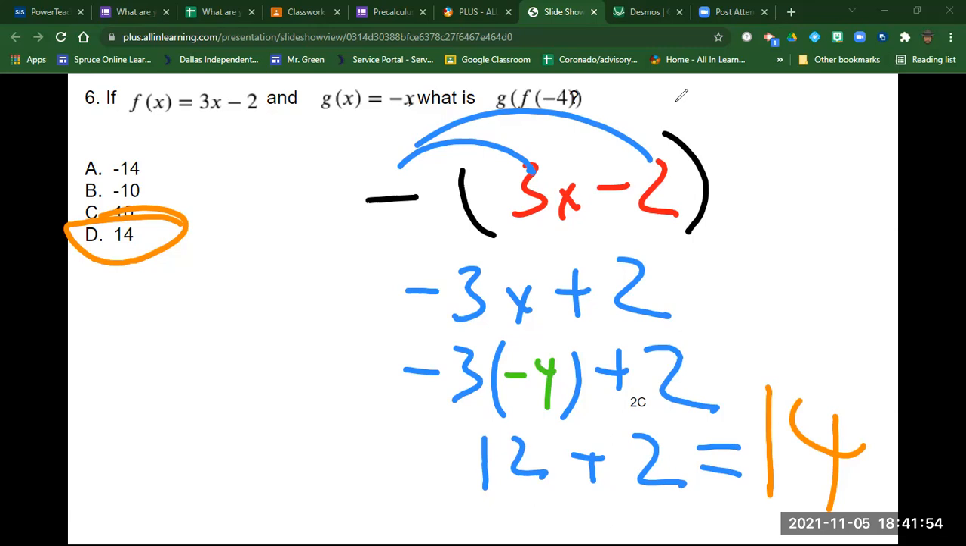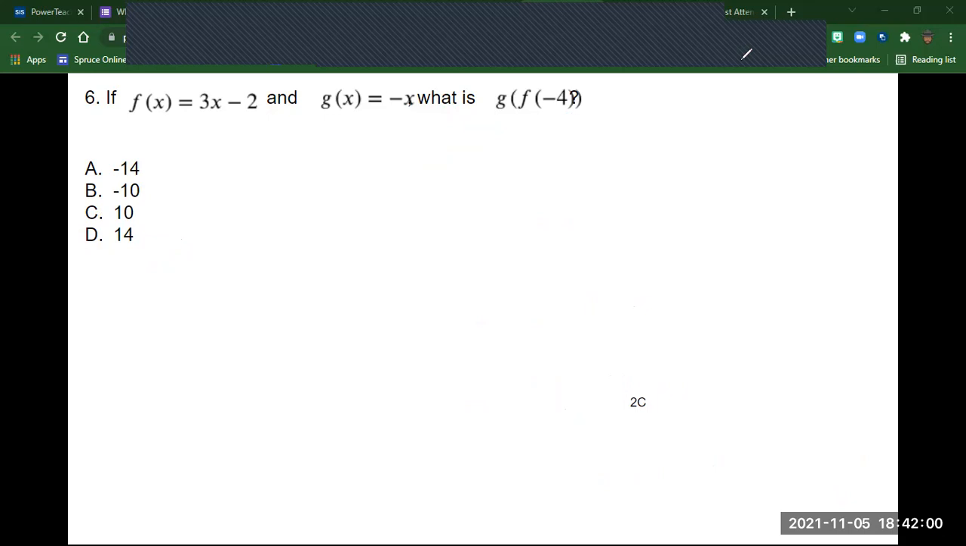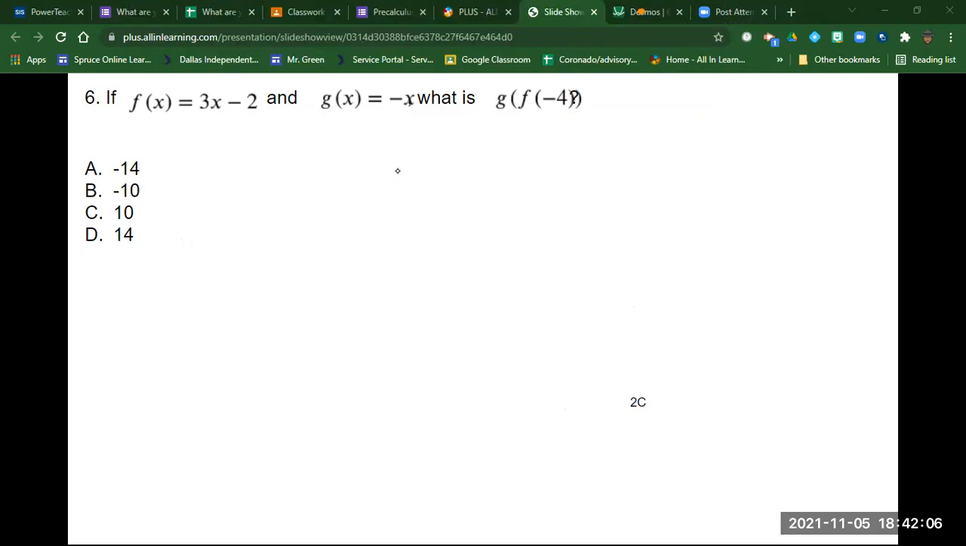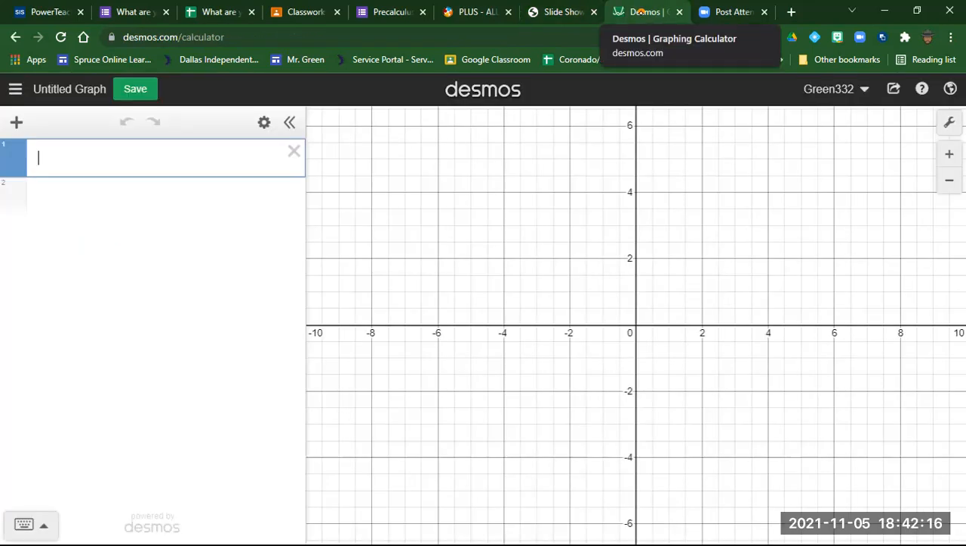But we can also do this with Desmos. So let's see if I can pull Desmos out here. Let's go to my screen here. Desmos is right there. Well, I need my mouse back. All right, that's good. So let's move this, and let's put in our functions again.